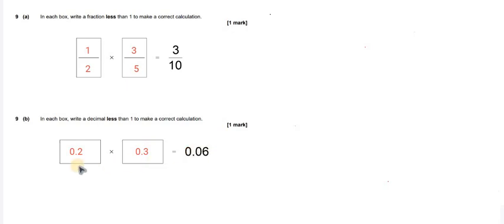So, 1 over 10, which is 0.1, times 6 over 10, which is 0.6, will give you 6 over 100, which is 0.06. 2 over 10 times 3 over 10, which is 0.2 times 0.3, will give you 6 over 100, which is 0.06. That's just the understanding of multiplication of decimals and fractions and how you convert between the both.